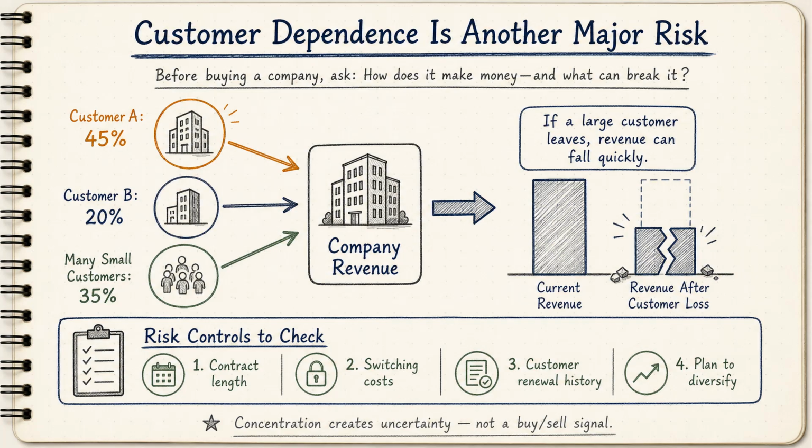Customer dependence is another major risk. If revenue depends on a few large customers, the growth story may look good, while bargaining power belongs to the customer. A delayed order, a price cut, a supplier switch, or customer insourcing can damage both revenue and margin. Useful questions include: how much revenue comes from the largest customers? How long are contracts? How painful is switching? And can the company diversify demand?